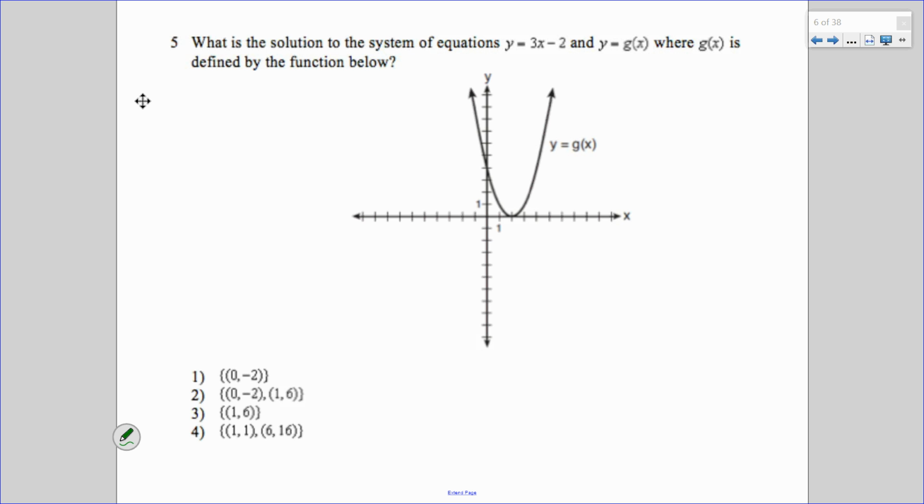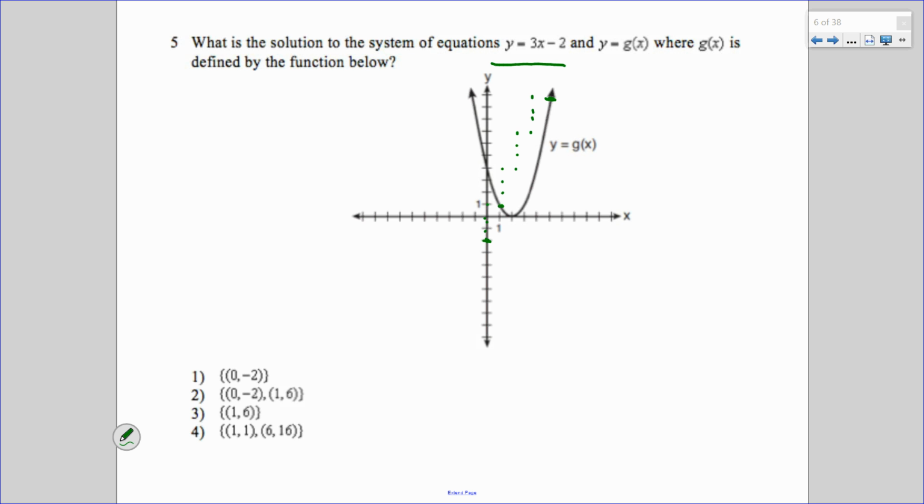What is the solution to the system of equations y equals 3x minus 2 and y equals g of x? I don't know how this is an Algebra 2 question. This is like an Algebra 1 question or a middle school equation. I don't know. So I can handle it. Or maybe there's a twist. 3x minus 2 has a y-intercept of negative 2. Up 3, over 1, up 3, over 1, up 3, over 1, up 3, over 1, looks like about there.